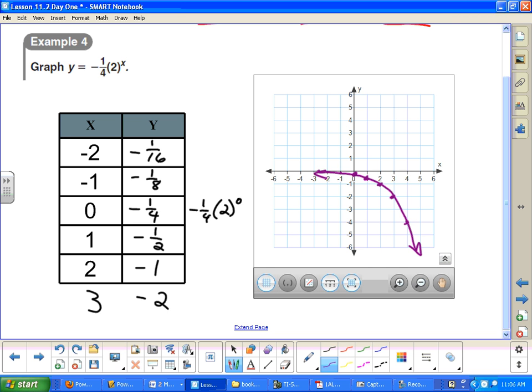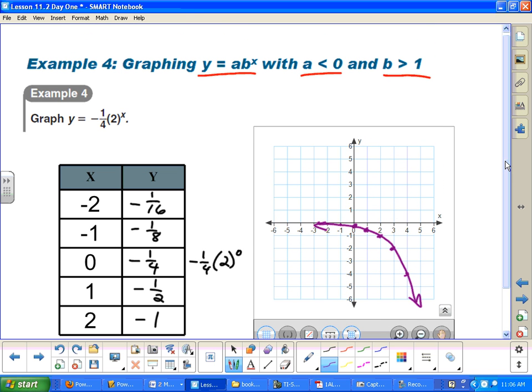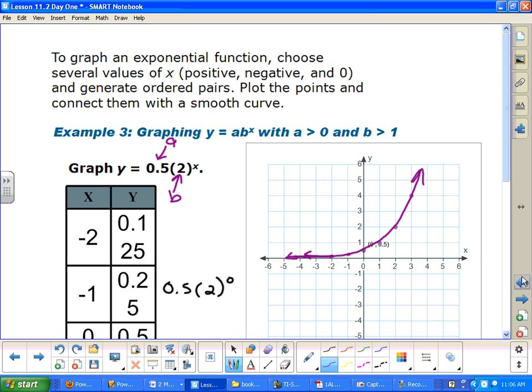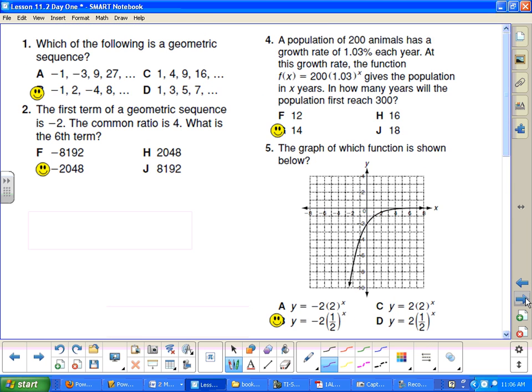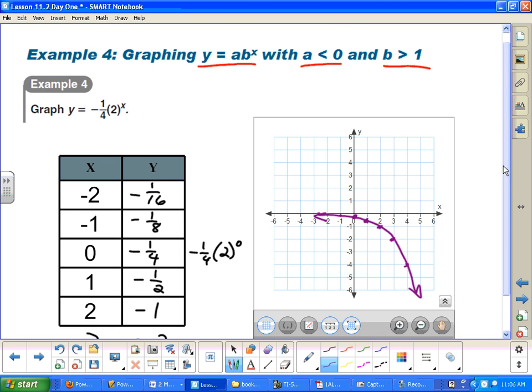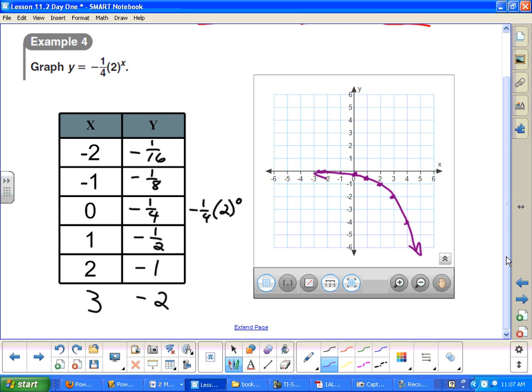So think about it, all right? Yesterday we looked at these ones, where a was greater than 0 and b greater than 1. And now when we look at a is less than 0, b is greater than 1, well, those were all in the first quadrant, or in the top half of the graph, right? The ones we were doing yesterday all look like this. What's the difference between them?